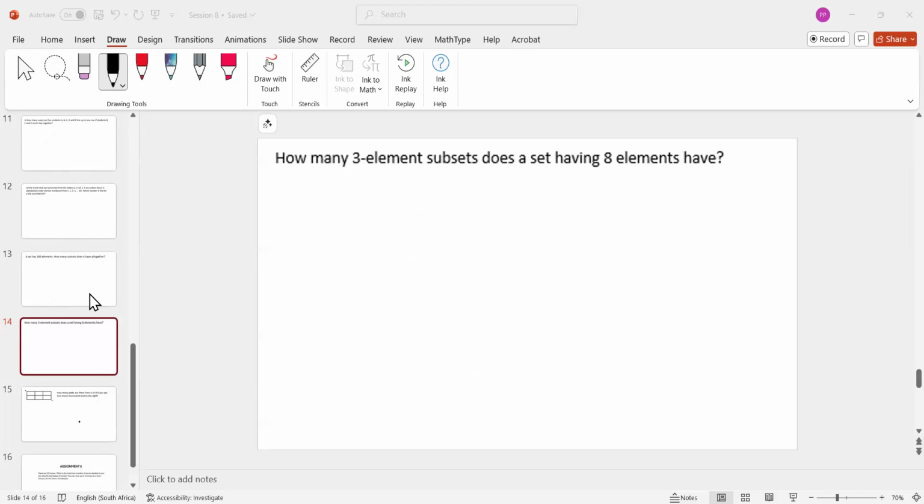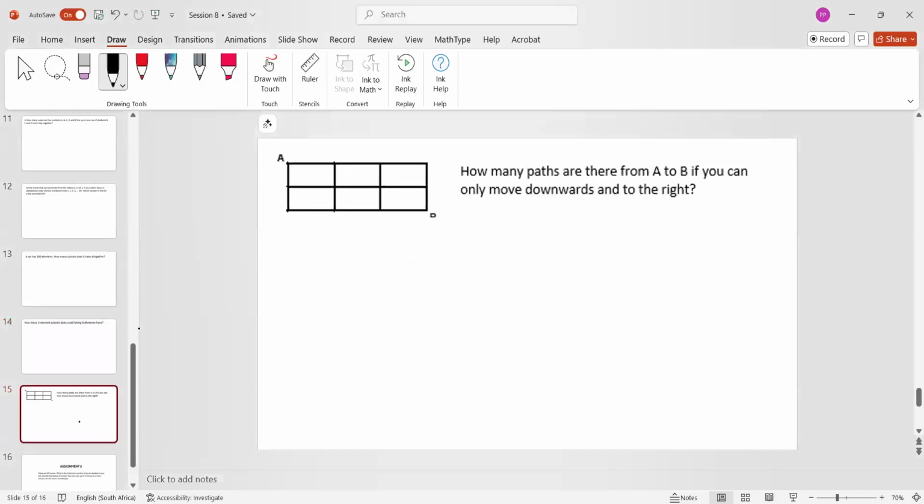And so here we have: how many paths are there from A to B? Oh, this is B here. From A to B, if you can move downwards and to the right. Okay, now this is a common kind of problem where you count the number of pathways you can draw from one point to the other. Like for instance, I can move to the right and downwards.